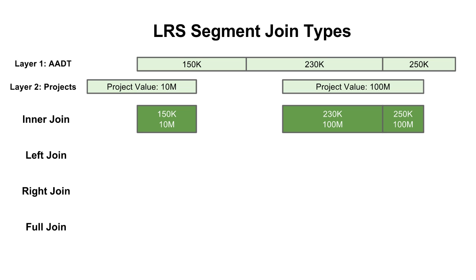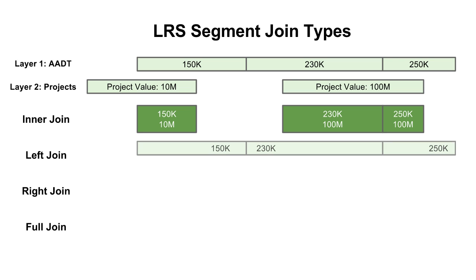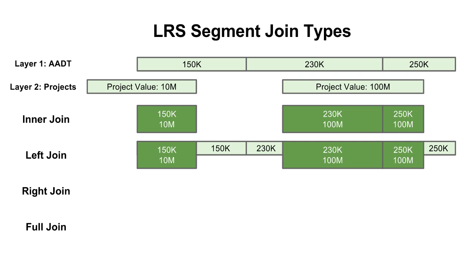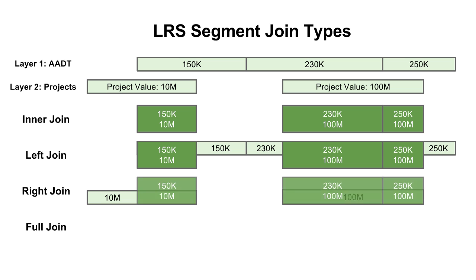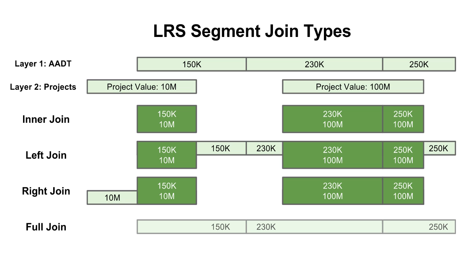If you select a left join, the result will be all of the records in the first layer, plus the records resulting from the overlap of the 2 layers. Similarly, a right join will return all of the records in the second layer, plus the records resulting from their overlap. And a full join results in all of the records of the selected layers, plus the records resulting from their overlap.